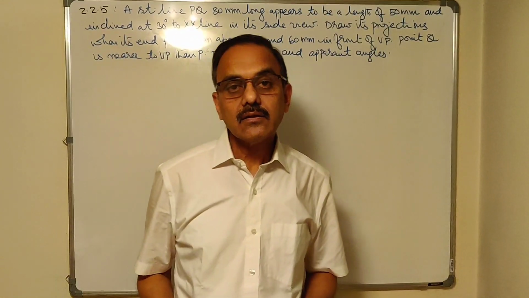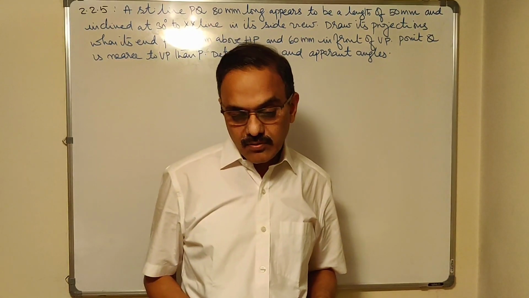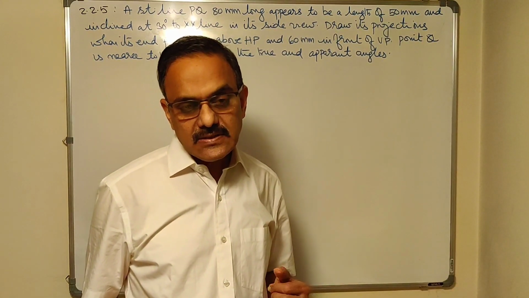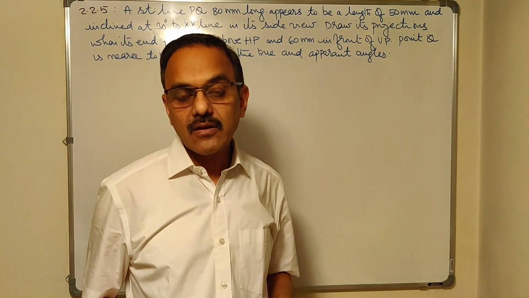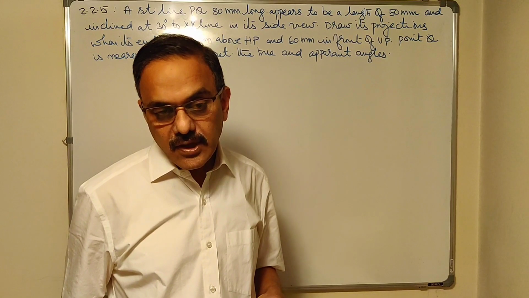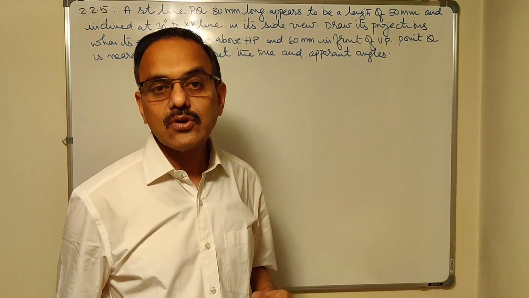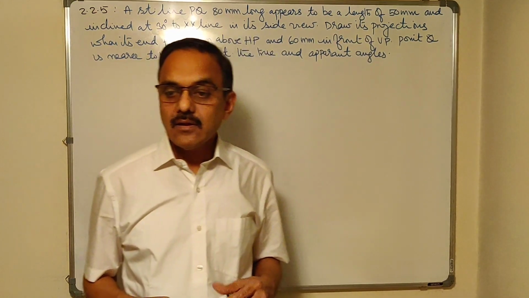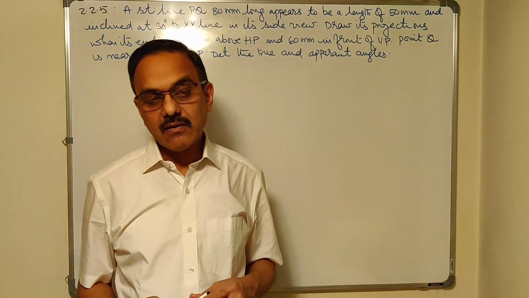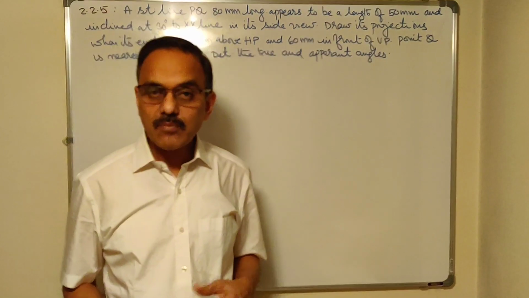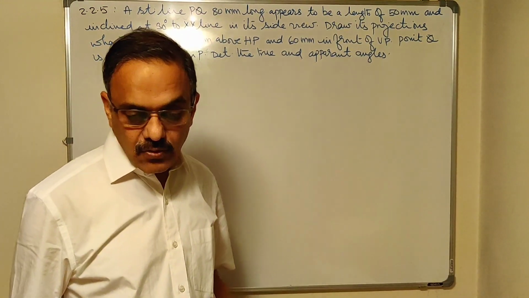Okay, let's take the last problem, problem number 5 of drawing number 4. This problem is slightly more complicated than all the other 4 problems that we have done so far, because it involves the side view of the line as well. So far we have drawn only the top and front views of the line. This particular problem involves the side view as well. Maybe that is the reason why this problem has been included under this drawing. Let us see how to do it.